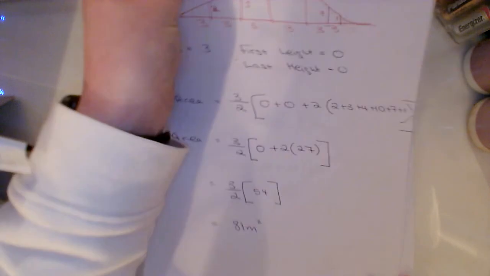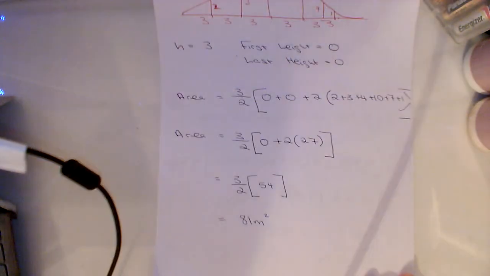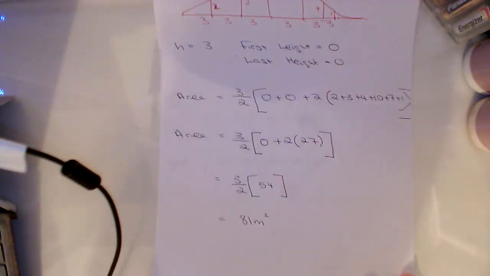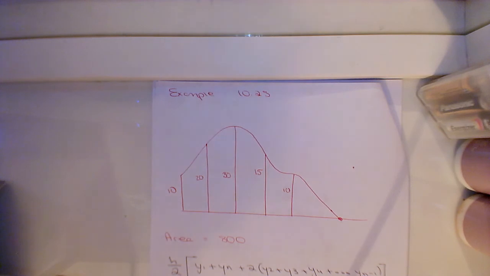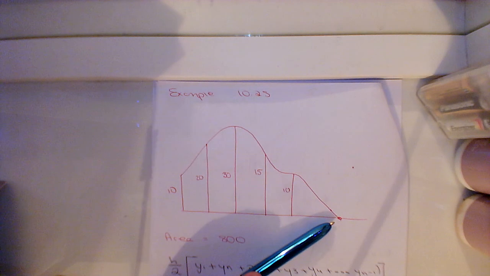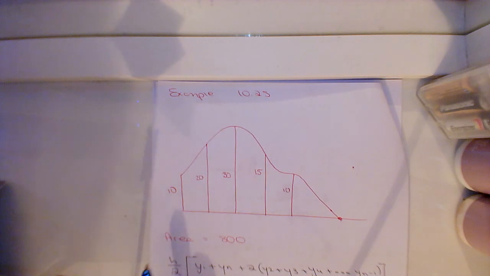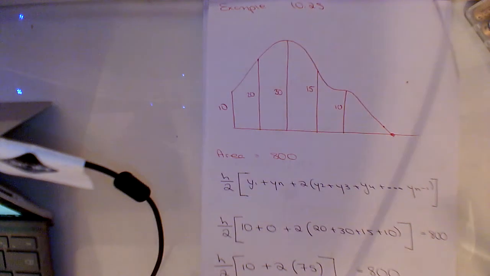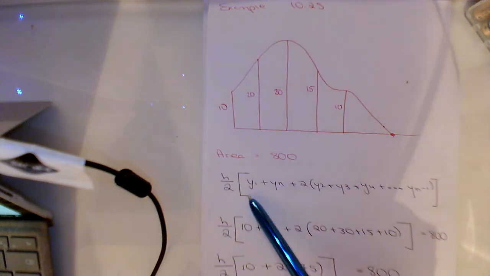Now I'm going to take a look at example 10.25. Here my first height is 10, my last height is 0, and I'm actually given the answer in this case: the area is equal to 800. I'm not given what my h is equal to, so I'm going to be looking for my h. I have my formula: h over 2, bracket y1 plus yn plus 2 times y2 plus y3 plus y4 plus dot dot dot yn minus 1.